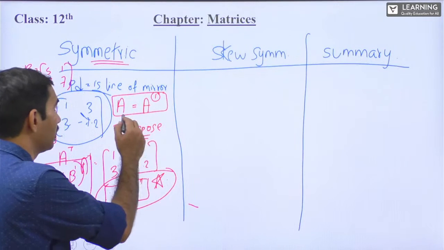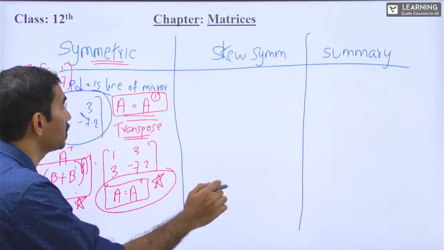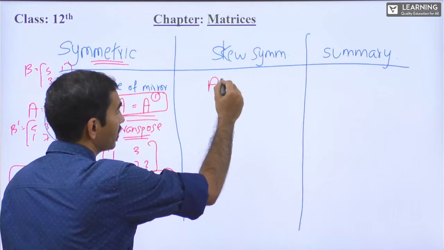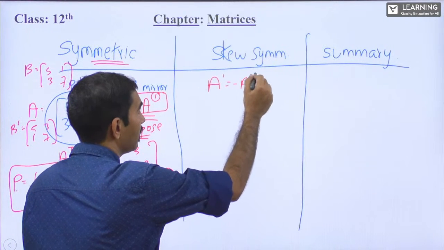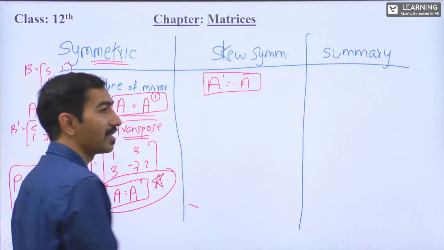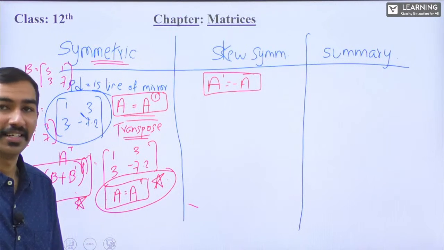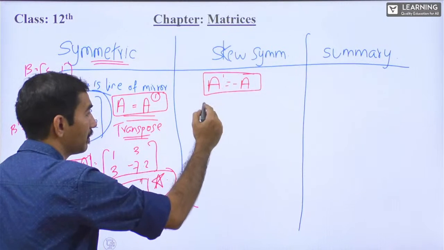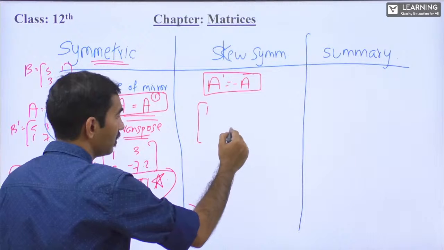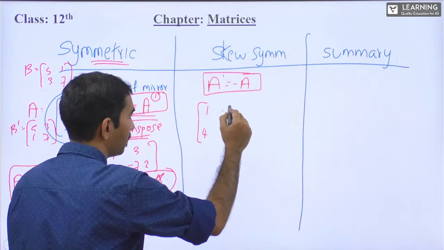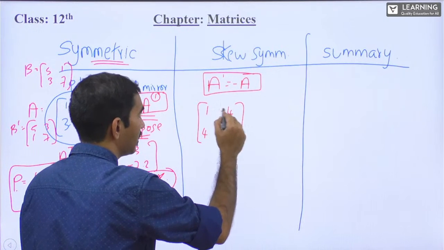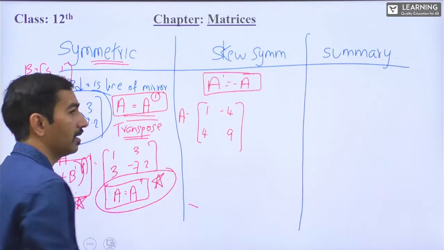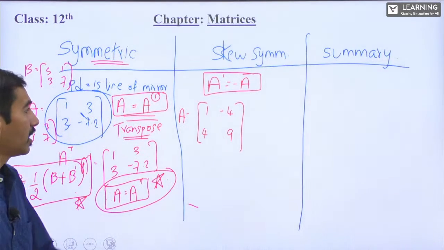So here we had what? A is equal to A dash, right? In skew symmetric matrix, if A dash is equal to minus A, then that matrix is called a skew symmetric matrix. So this is mathematically defined. But how do we identify a skew symmetric matrix? So for example, 1, 9, 4, minus 4. Let us consider this as A. Okay, so this is our A.